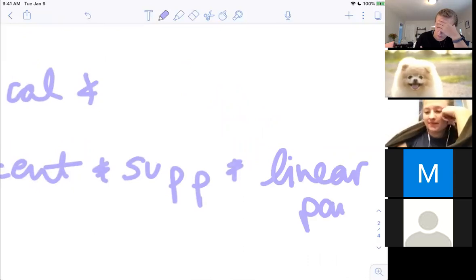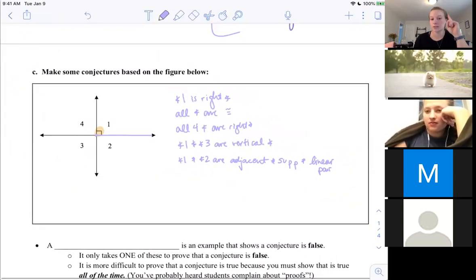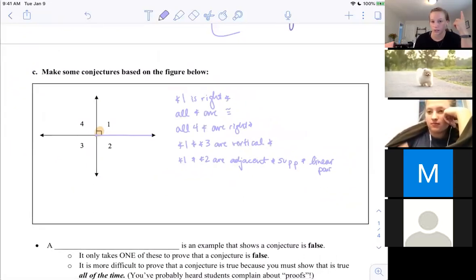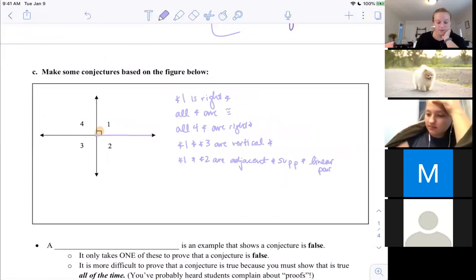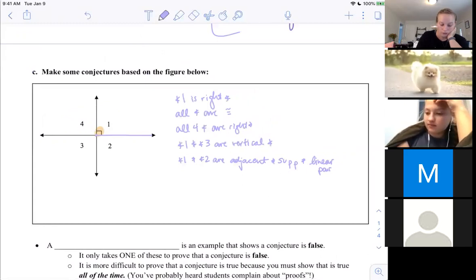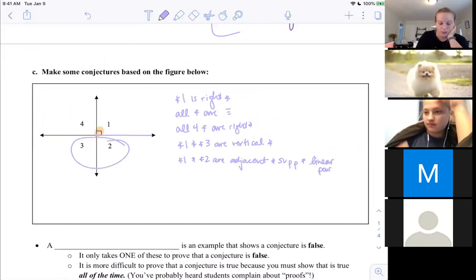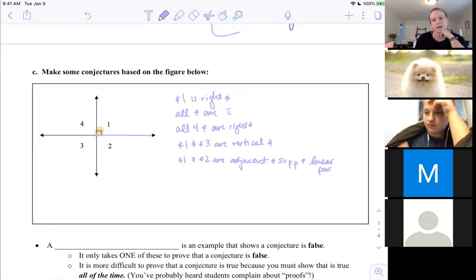Those are all true things that I can write about this, and you could have just written one of those things, and that is one conjecture. So we're writing a bunch of conjectures about this picture. We could have also said the same thing for 1 and 4, or for 4 and 3, or 3 and 2. There's a lot of options on what we see here.